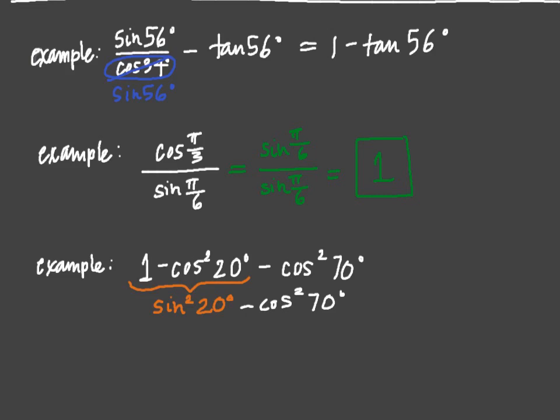Well, we know these cofunctions. We can either change sine of 20 degrees into cosine or cosine into sine. Either way, change one, choose one. Let's change this one. So we know that sine of 20 degrees is cosine of its complement, which is 70 degrees. So we've got cosine squared of 70 degrees minus cosine squared of 70 degrees, and we know that something minus itself gives us 0.